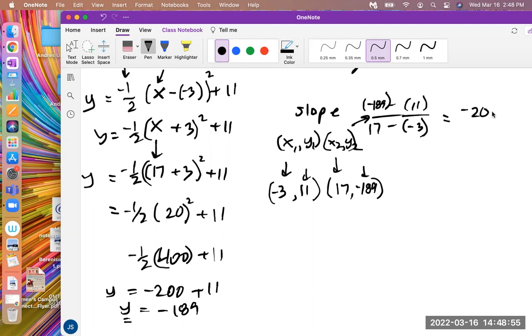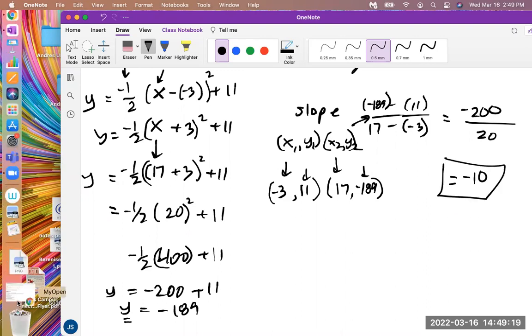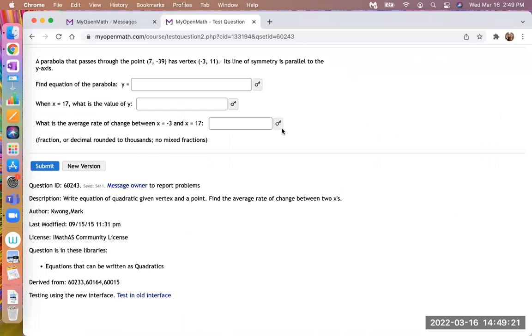That's going to be -200 in the numerator. Then I'm going to get 17 plus 3 in the denominator, so it'll be 20. -200 over 20, and that's just -10, right? Because -10 times 20 will be -200. And there we go. Let's just double check this answer. -10. There we go.